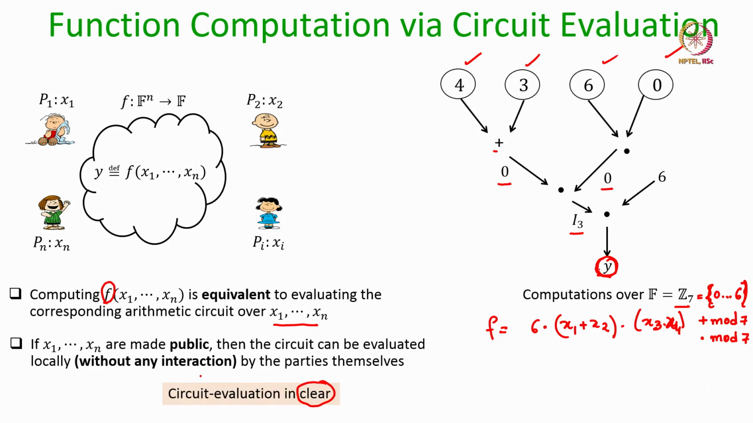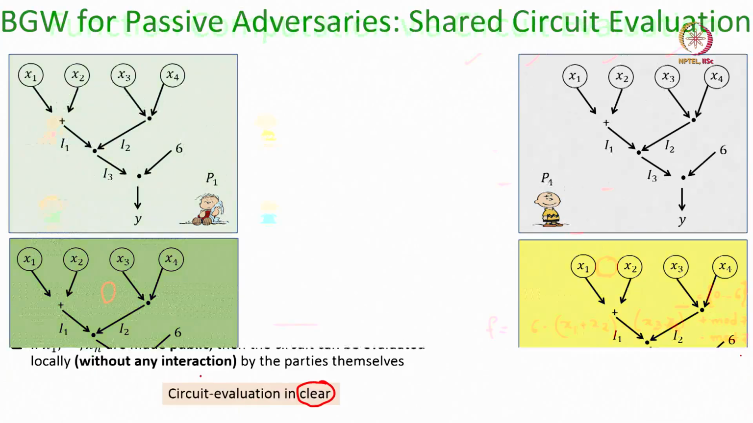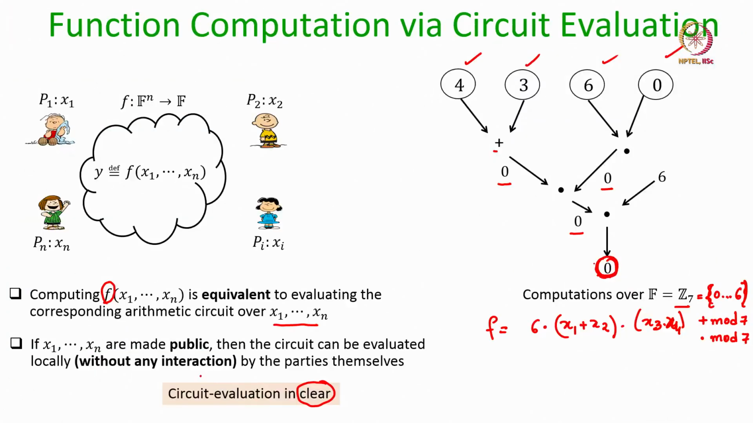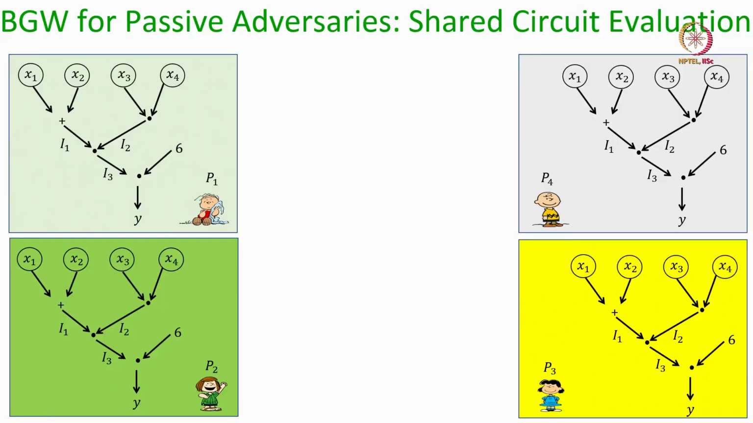Okay. So, the value of I sub 1 will be 0 because 4 plus 3 over the field Z7 will be 0, 6 into 0 will be 0, 0 into 0 is 0, and 0 into 6 is 0. So, 0 is the function output. Okay. So, this is called circuit evaluation in clear. So, what we understood here is that computing the value of the function is equivalent to evaluating the arithmetic circuit over the inputs of the parties.